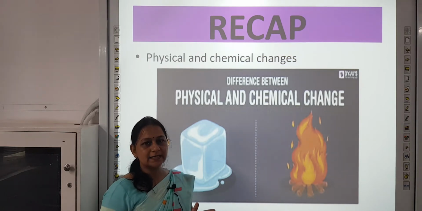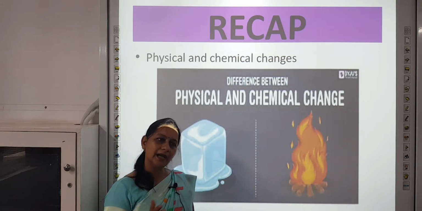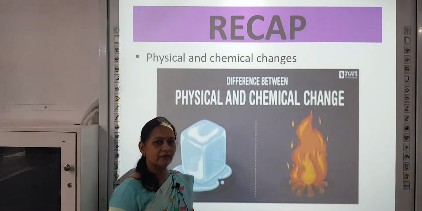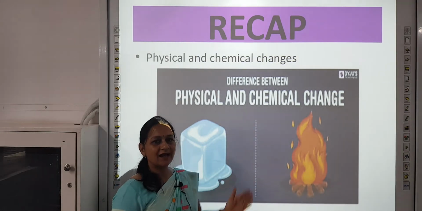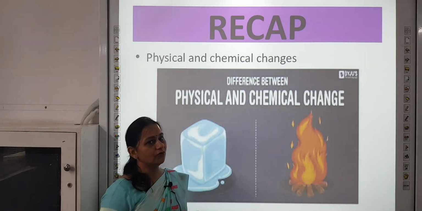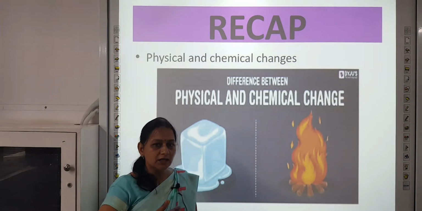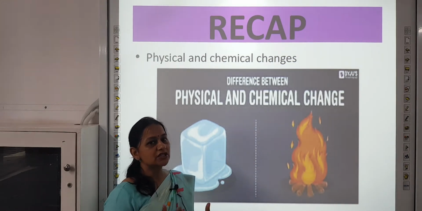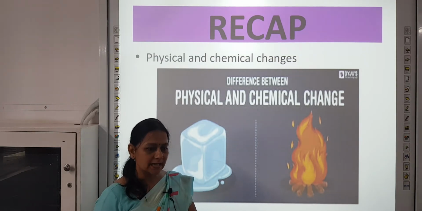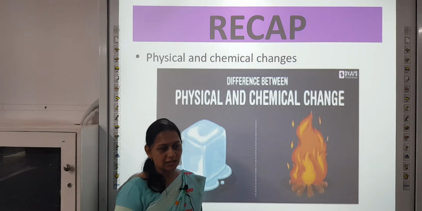You can melt ice by heating it, and again you can convert water into ice by cooling it. So, most of the physical changes are reversible, whereas chemical changes are irreversible. In physical changes no new substances are formed, whereas in chemical change new substances are formed whose properties are different from the properties of the original substance. So, this was about physical and chemical change.